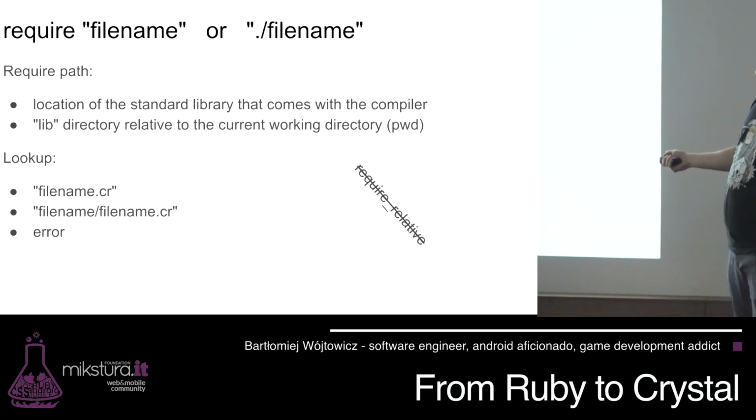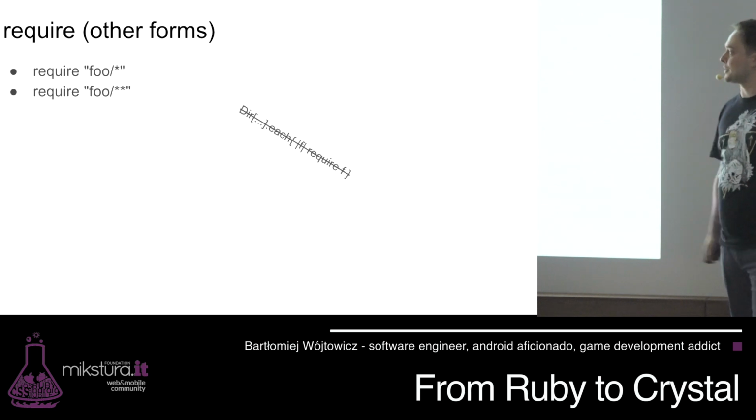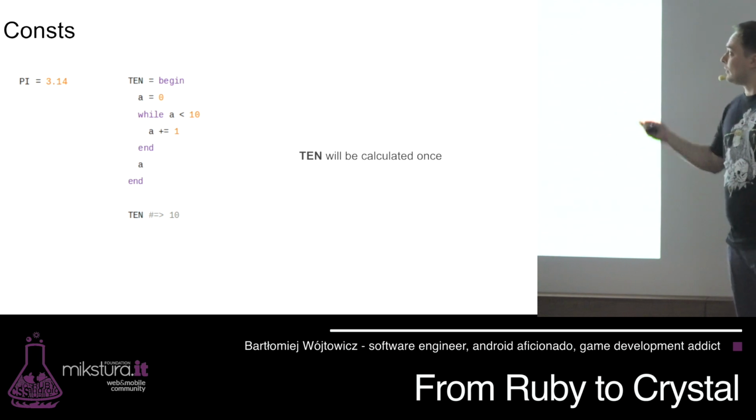So in Ruby, we've got require_relative. This is not needed here because you can just use dot notation. Okay, so there are also other forms, like you can use this that will include all the files in this directory, or recursively all other subfolders too. So in Ruby, you would need to do Dir each. I didn't even want to write the whole thing here.